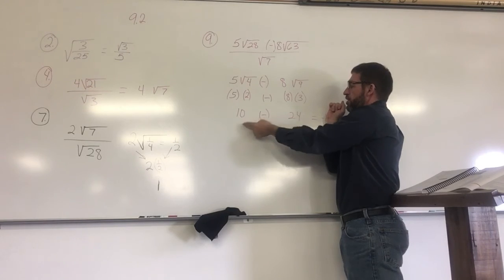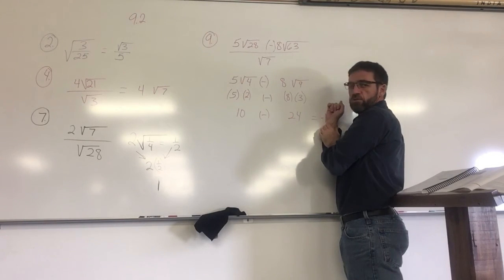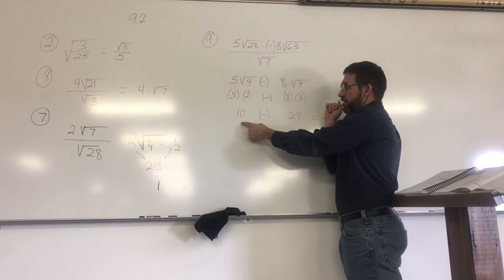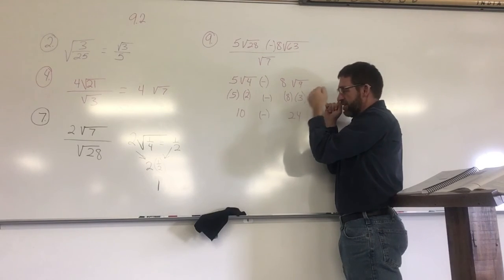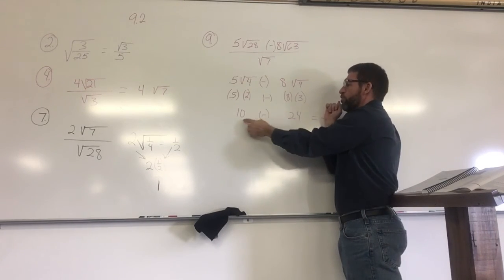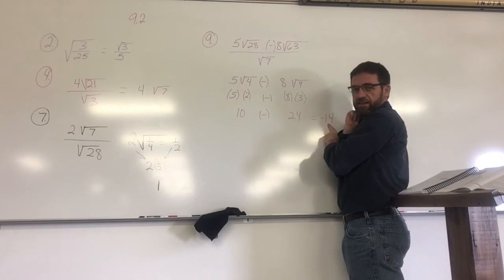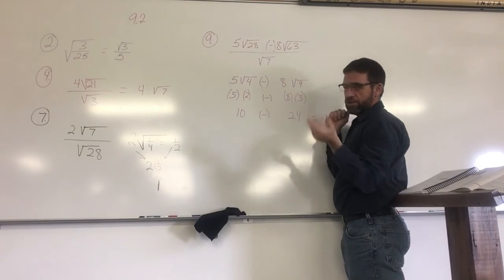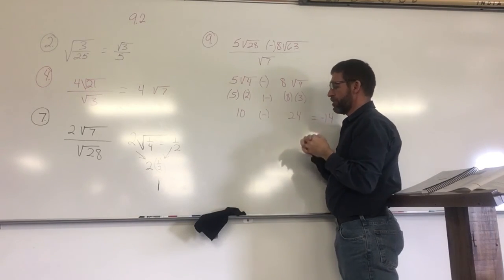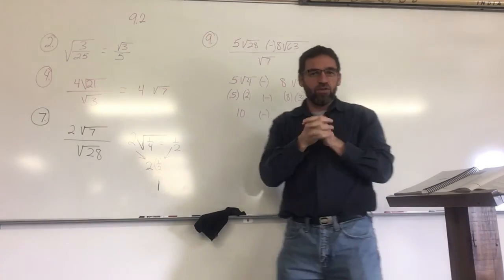That's not hard. 10 from 24 makes you, whoops, which way are you going? 24 from 10. Watch it. They'll get you. 24 from 10 leaves you with negative 14. Okay? Don't put 14 down. Negative 14. Yeah, I'll let you do the rest of them.